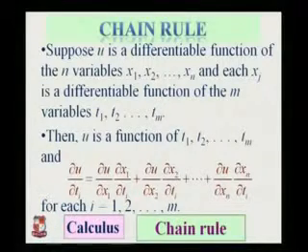Then del u by del ti. Here I am writing ti. If we change the value of i, we get a different answer. That is del u by del x1 into del x1 by del ti, plus del u by del x2 into del x2 by del ti, and so on. We are taking up to del u by del xn into del xn by del ti, for each i running from 1 to m.